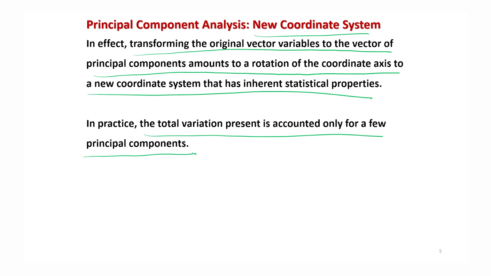What does this mean? When you have x1, x2, xp, p variables, and you find a new coordinate system which has new variables y1, y2, yp, these are the principal components. Then we try to find the contribution of y1, y2, yp in explaining the variability. And so we will pick some of the principal components which take the majority of the share of the total variation.